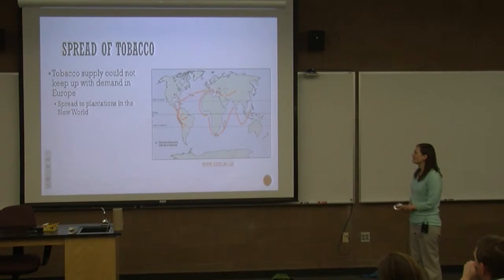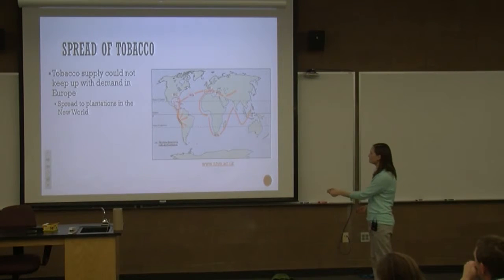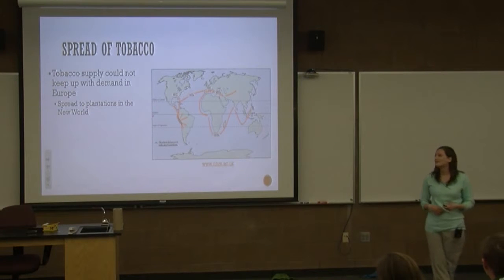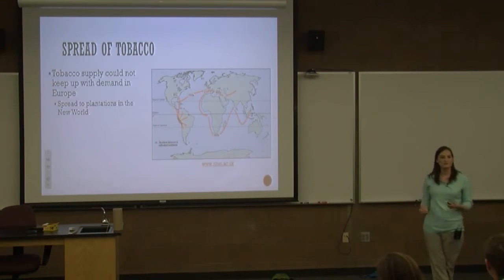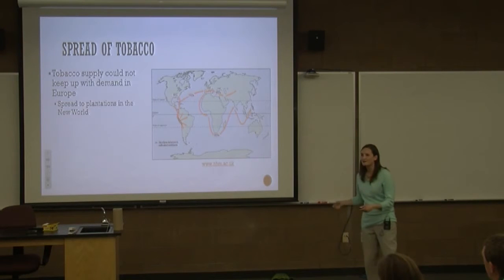And so here's our little map. Okay, so it originates in the Americas, makes its way over to Europe, and from there it kind of goes all over. In Europe especially, it spread very quickly. They couldn't keep up with the demand, and so then they started plantations in the New World. And so that has a whole other host of issues, right, with slavery and, you know, building of an economy in the New World.